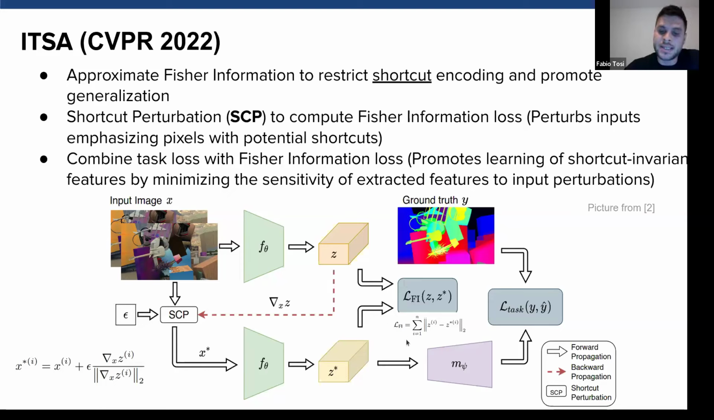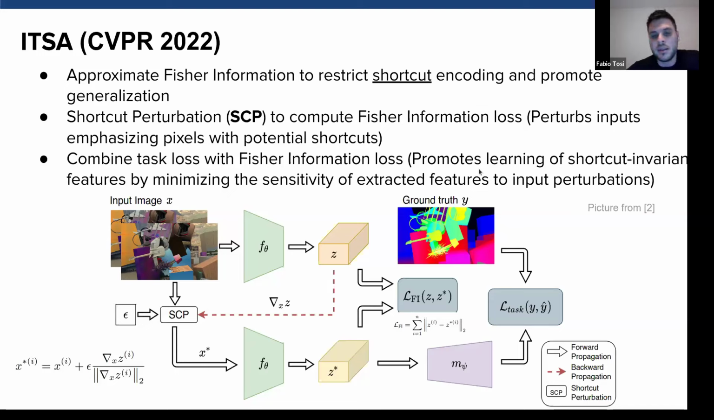So they want to minimize, using a Euclidean distance, the difference between the features extracted from the original input image and the perturbed image. The intuition behind this SCP is that pixels with large values of the gradients are more responsible in altering, let's say, the features of the network, and so are likely to include shortcuts. So they want to minimize this sensitivity of the features.